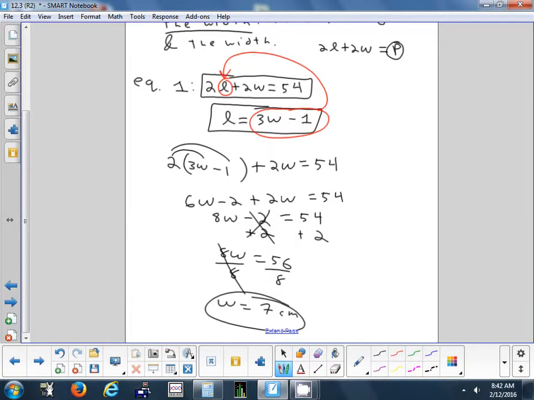Okay. Do I have an equation that has L by itself? Do I have a formula for length? Yeah. The length is triple the width minus 1. Okay. So take your width, fill in for the width, triple it, and then minus 1. And that will be your length.